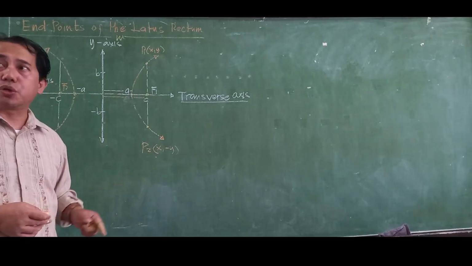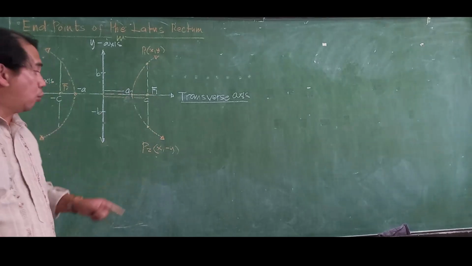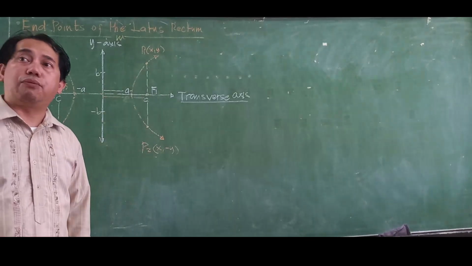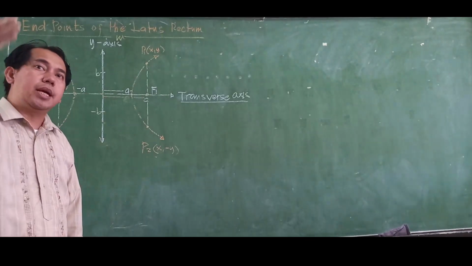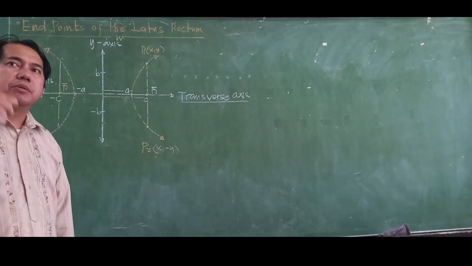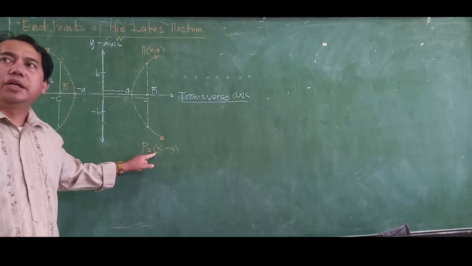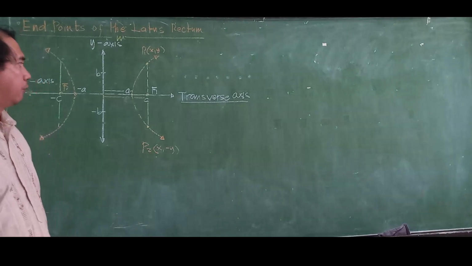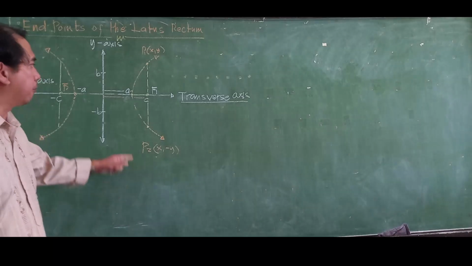What are we going to use? Definitely, when we name these points, they must be named in terms of a, b, and c. They must be coordinates in terms of a, b, and c. Now, let's try to look into this.